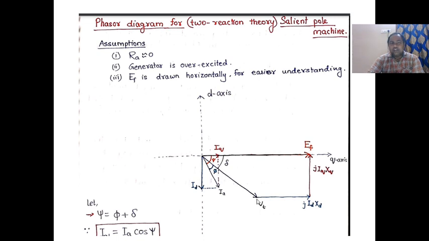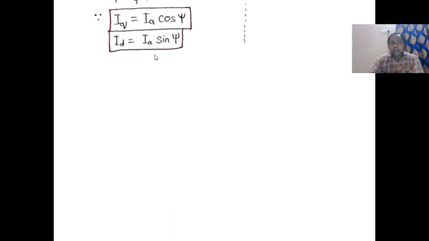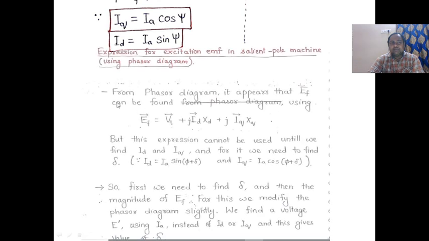First we draw the Vt. Another drop is IdXd, that is parallel with this one. Then IqXq is 90 degrees from the IdXd. So this is the Ef. From the phasor diagram, the angle psi is equal to phi plus delta. Phi is the angle between Vt and Ia. Delta is the angle between Vt and Iq. Psi is equal to phi plus delta. So Iq is equal to Ia cos psi, Id is equal to Ia sin psi.